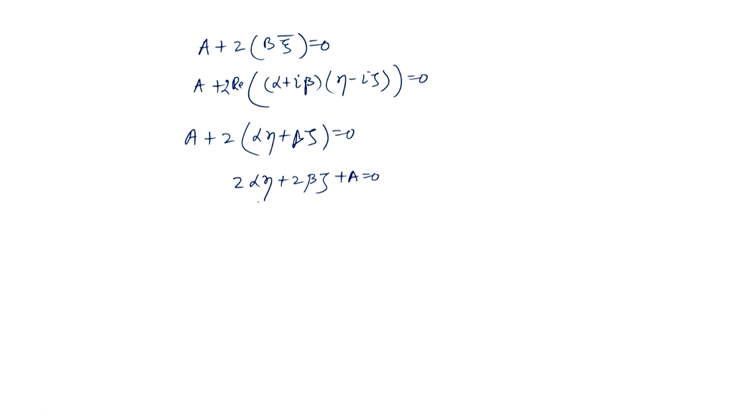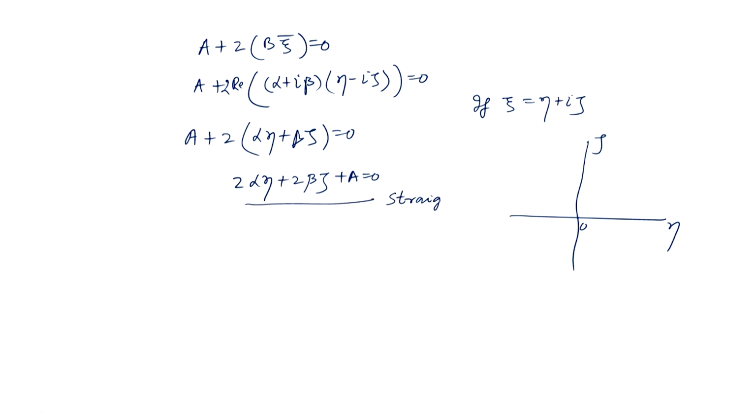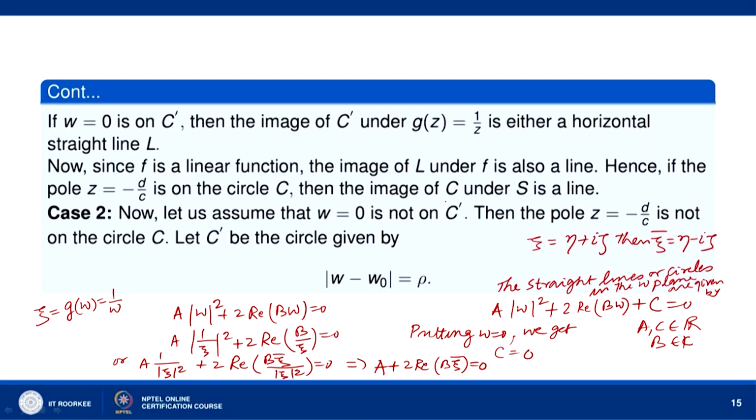So, if Xi is equal to eta plus I zeta, that means in the Xi plane, this is your eta axis and this is your zeta axis. In the Xi plane, the equation comes out to be 2 alpha eta plus 2 beta zeta plus A equal to 0, where alpha, beta and A are real numbers. So, this represents a straight line. And therefore, we can say that the image of C dash under G z equal to 1 by z is a straight line, which we denote by L.